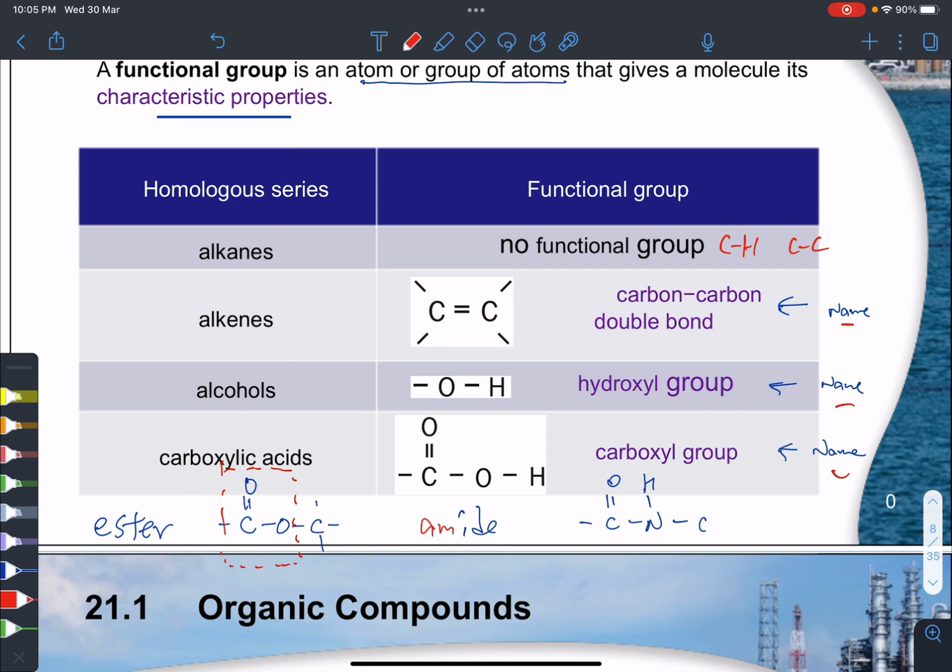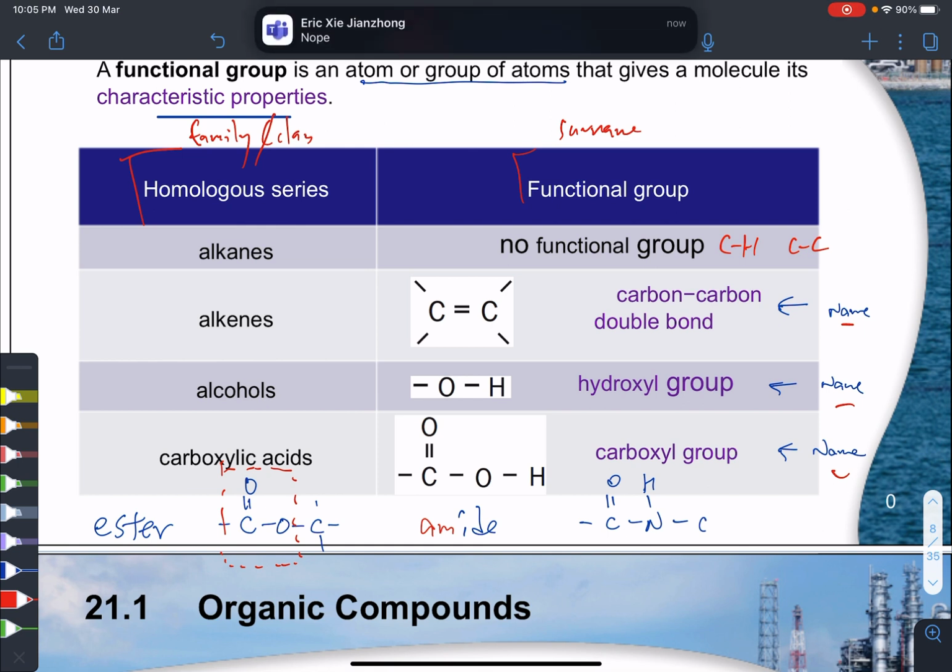So they're different terms. Homologous series means the family. Or sometimes you want to call it a clan, whatever you call it. Functional group means the surname. It's like technically all the Tan family, all the people with the Tan surname, are from the same clan technically, but a clan is a way bigger idea.